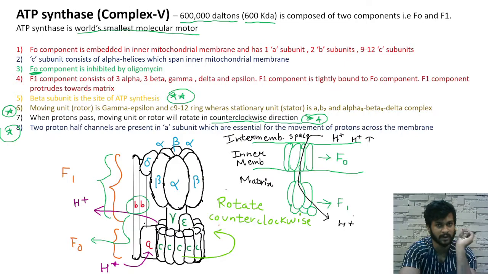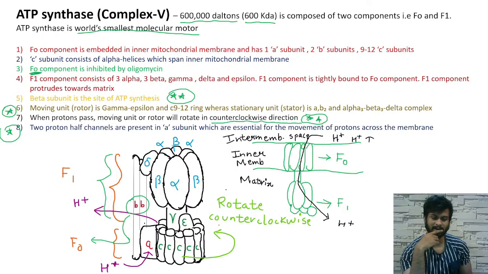This proton transport is along the concentration gradient. Why? Along means higher concentration to lower concentration. Movement of molecules from higher concentration to lower concentration. So here higher concentration is in the intermembrane space, lower concentration is in the matrix. So the movement of molecules will be from higher concentration, that is intermembrane space, to lower concentration, that is matrix. That is why it will move along the concentration gradient.